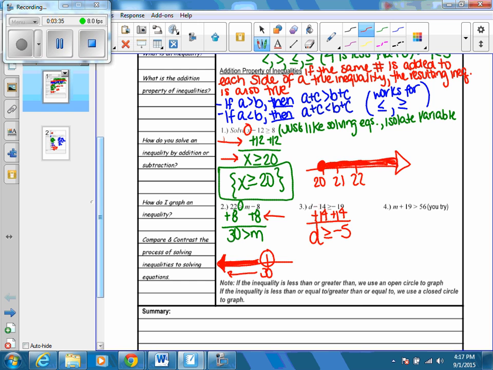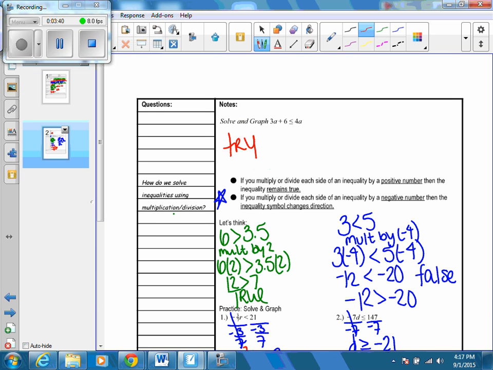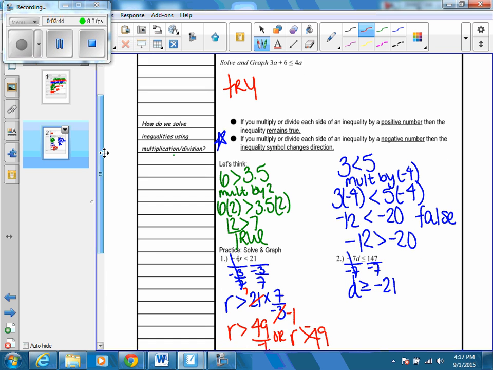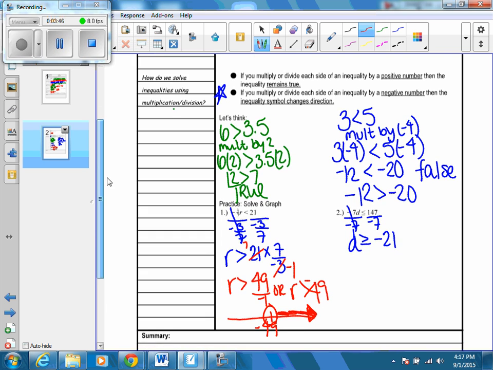Okay. Let's keep moving. I know it's kind of fast. Let's go to page 2. On page 2, I want you guys to try the first example, and then we're going to talk about it in class tomorrow. But now let's look at the last part.